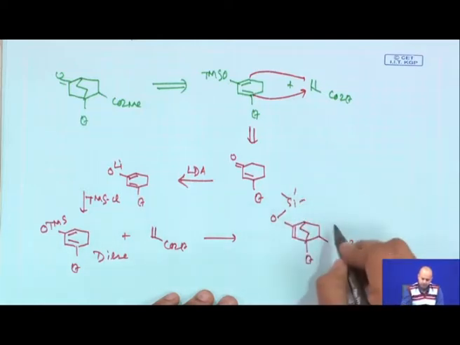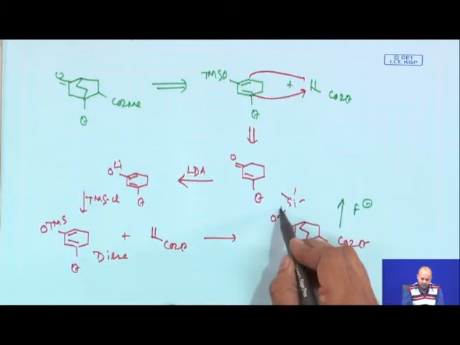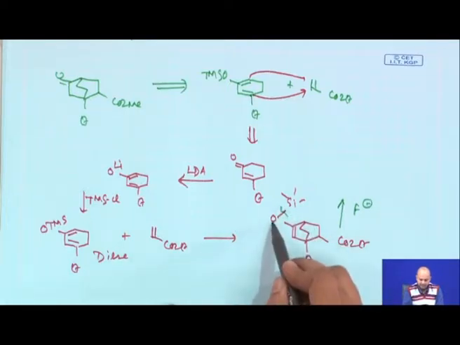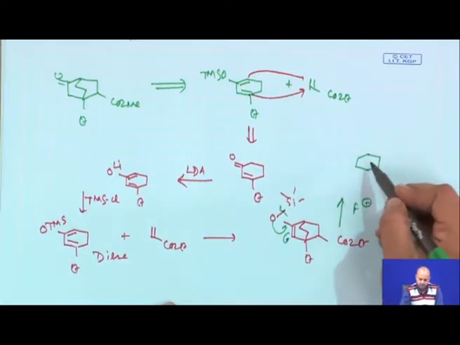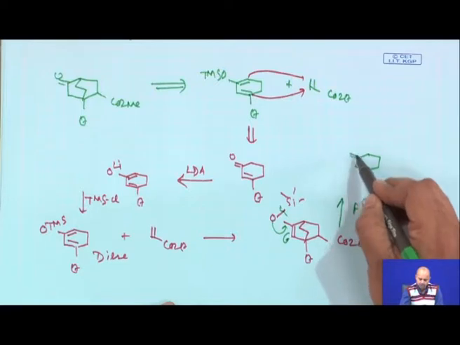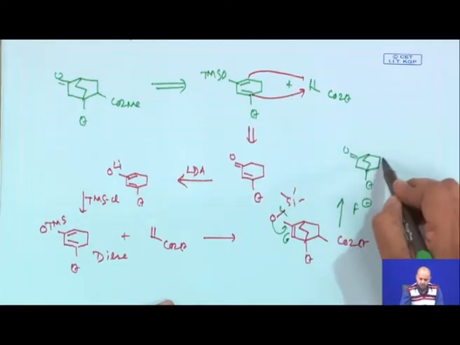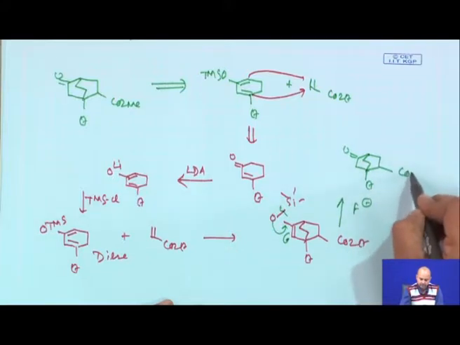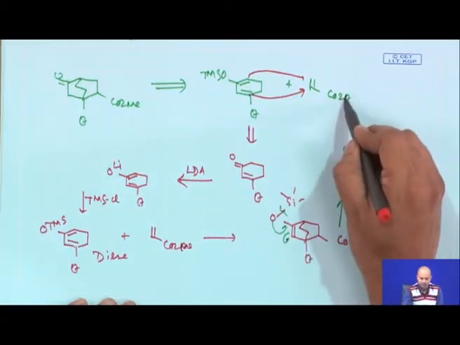Now, if you react with a fluoride source, you give oxygen silicon cleavage, and then it protonates to give you the enol, which then tautomerizes to give you the target molecule, which was this structure. So, this will be CO2Me. We put CO2Et, so similarly basically CO2Me.